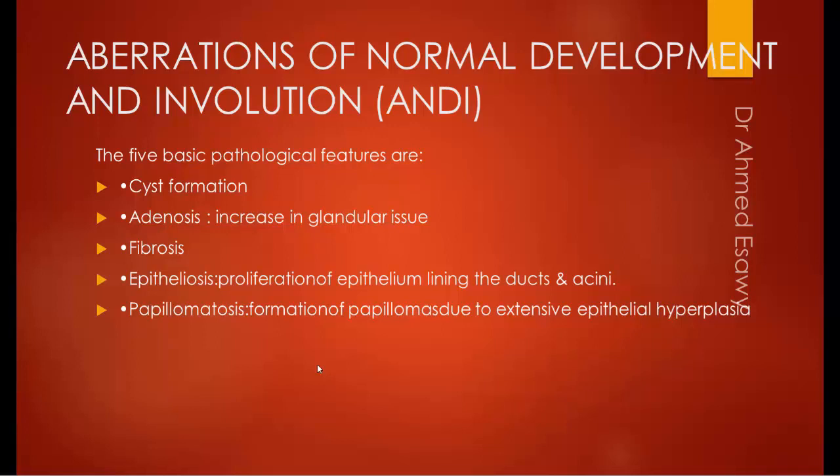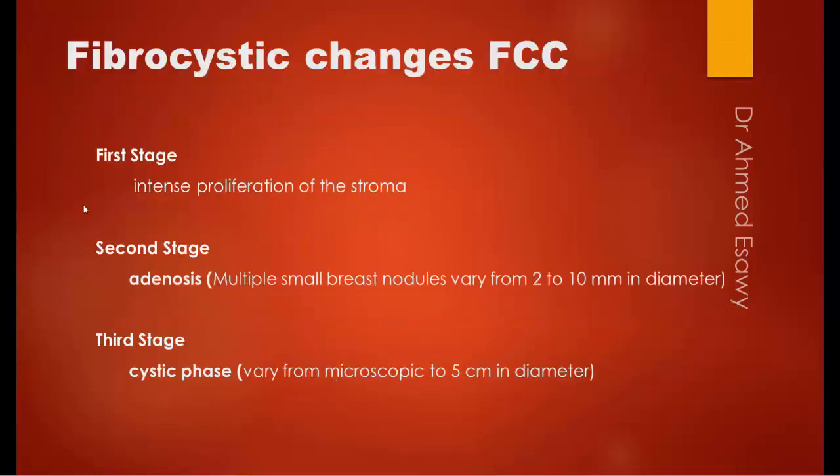Fibrocystic change is one disorder of ANDI, which includes cyst formation, adenosis, and fibrosis. Fibrocystic change stages. First stage, intense proliferation of the stroma. Second stage, adenosis. Adenosis means multiple small breast nodules varying from 2 to 10 mm in diameter. Third stage is the cystic phase, varying from microscopic to 5 cm in diameter.